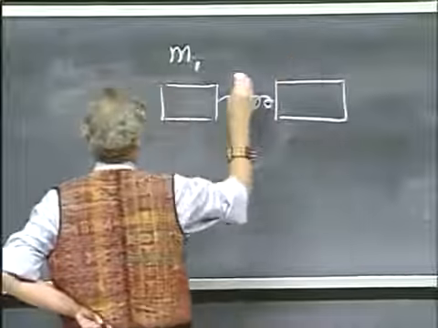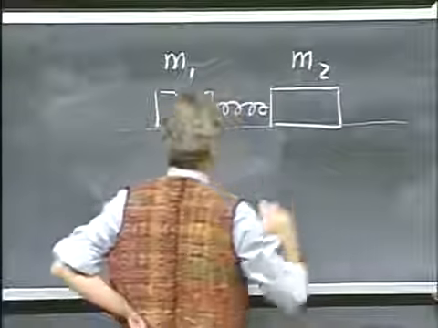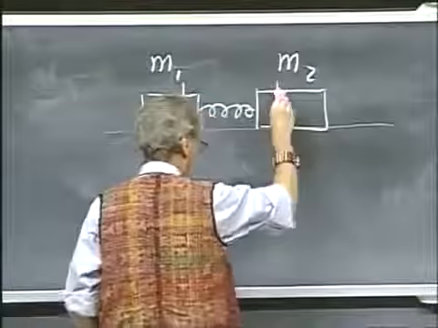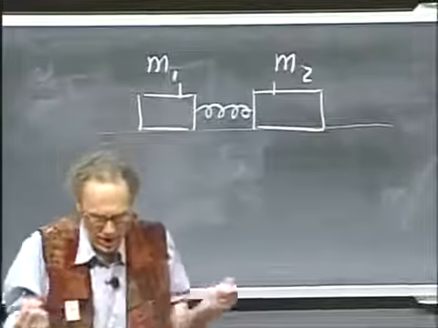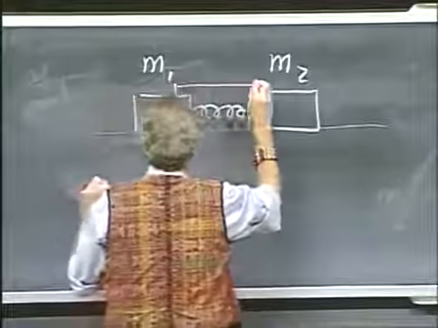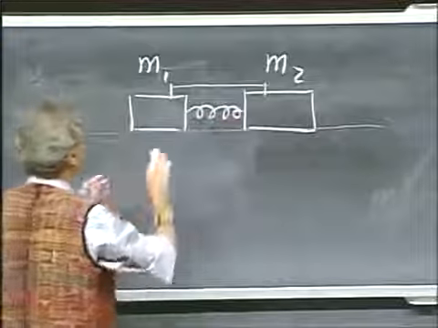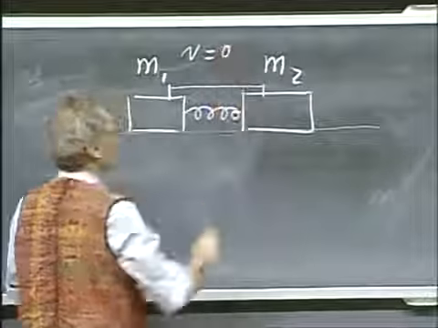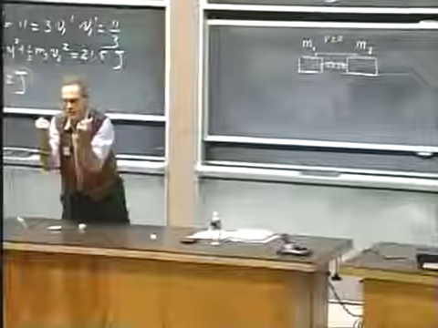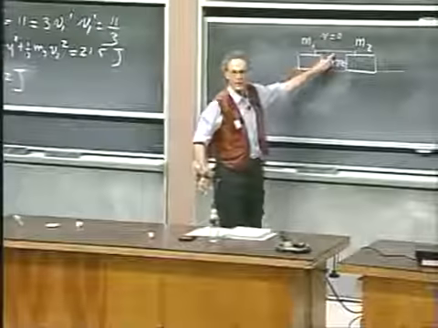Let this mass be m1 and this mass be m2, and this surface is nearly frictionless. And I hold them together with a string so that I can pull the spring in. So this spring is compressed, and the whole system is at rest. V equals 0. So there is potential energy in that spring. I take a burner, and I burn away this thread.